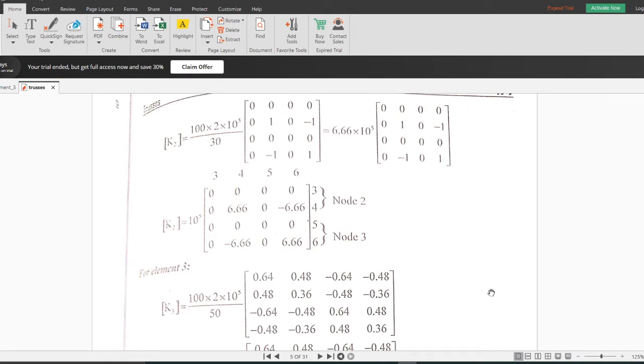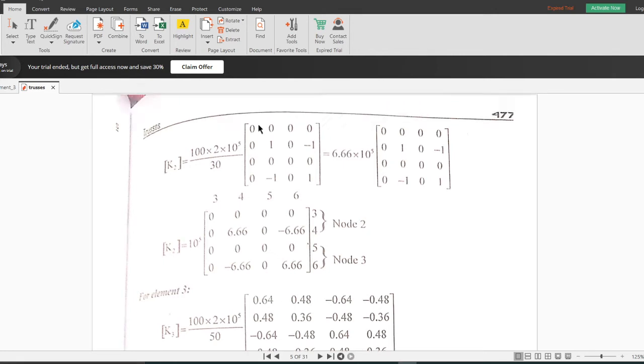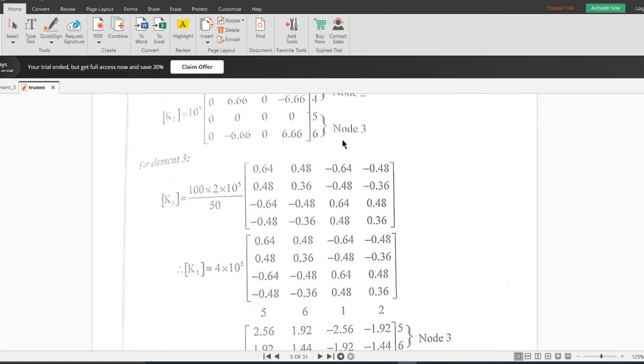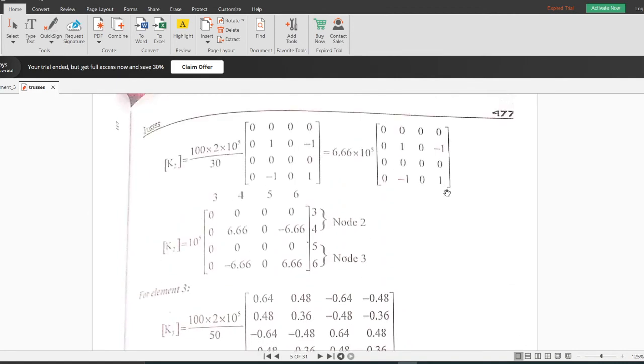Not M, L is 0. So wherever L is there, that becomes 0, and even the LM combination becomes 0. But here the last combination was there: M square is 1, so here it becomes nonzero. You'll get 10 into 2 into 10 raised to 5 divided by 30, which is 6.6 into 10 raised to 5. Substitute 6.6 inside and keep 10 power 5 outside.